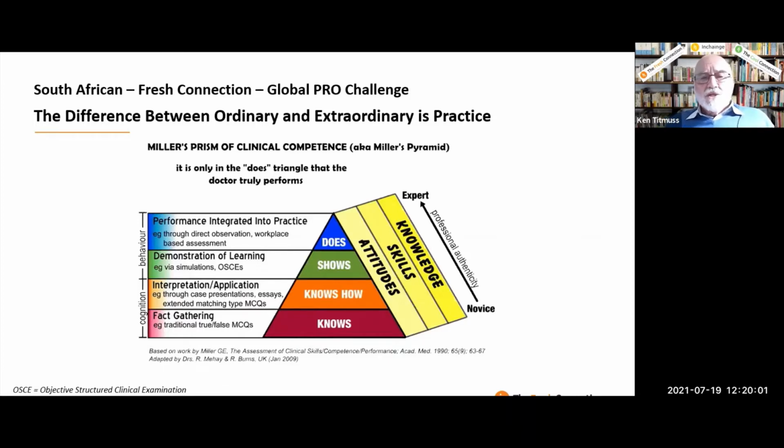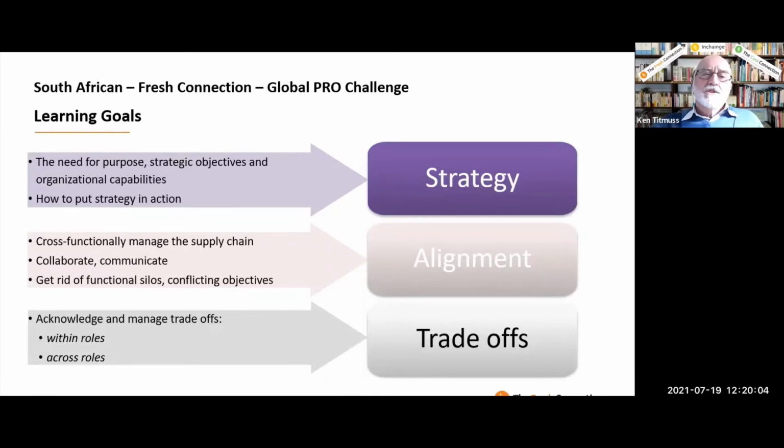So there's a need for a purpose in your business. We need a strategy, we need to know what the objectives are and how to put that strategy into action. But then we need this cross-functional ability to manage our supply chains within our business. We need to be talking across these silos. We need to be communicating. We need to get rid of these functional silos and conflicting objectives in our business. And we need to understand the trade-offs within roles and across our roles as well, because something happening down in procurement is going to affect sales and maybe operations and supply chain as well. So we need to understand what these trade-offs are.